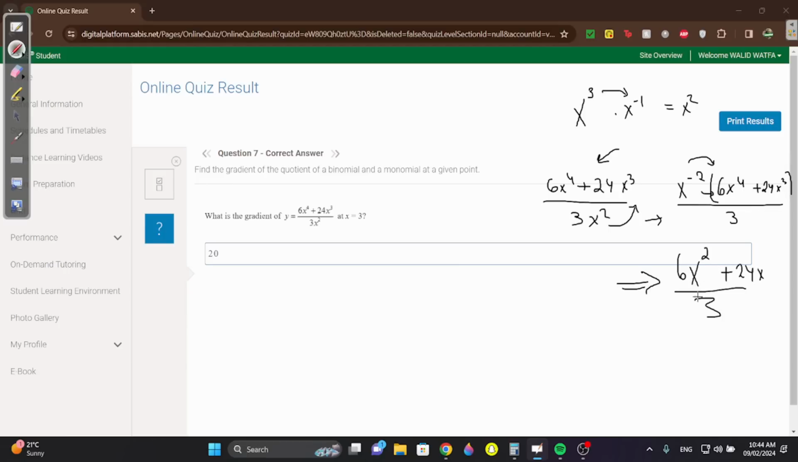So now, I can derive this. How do we derive it when you have a number in the denominator? You derive normally, and then you put the answer over that denominator. So 6x squared, 2 times 6 is 12. Reduce your exponent by 1, it's x. 1 times 24 is 24. So 24, and then the x goes because you reduce it by 1, over 3. So this is your dy over dx. How do we find the gradient? You have to plug in your x equals 3. So it will be 12 times 3 plus 24 over 3. You get 36 plus 24, which is 60, I think. 60 over 3, which is 20.